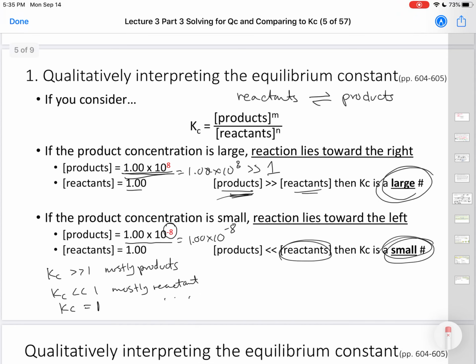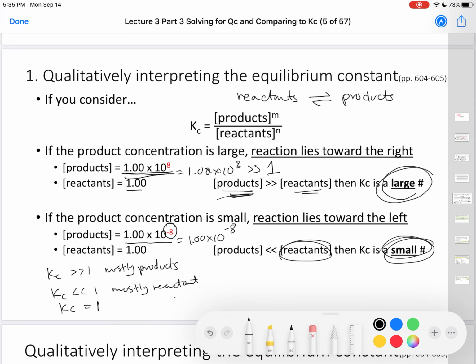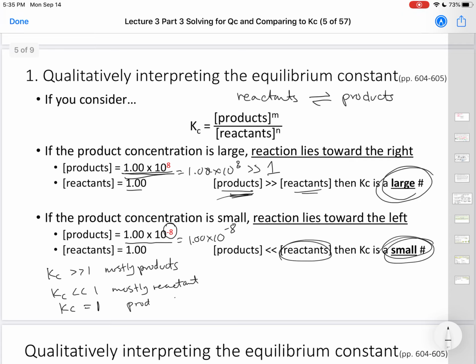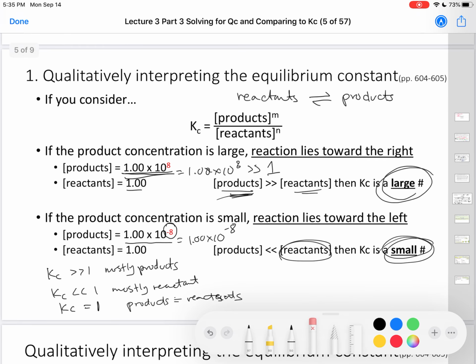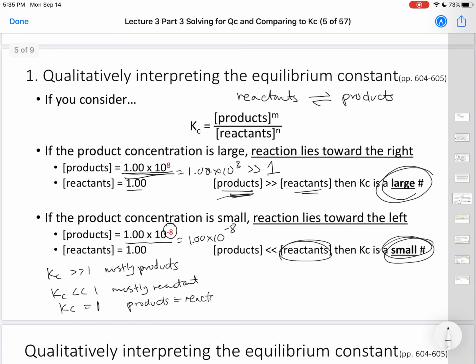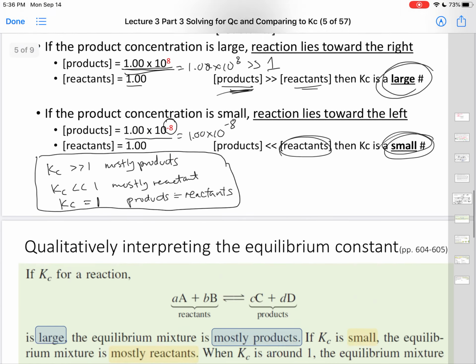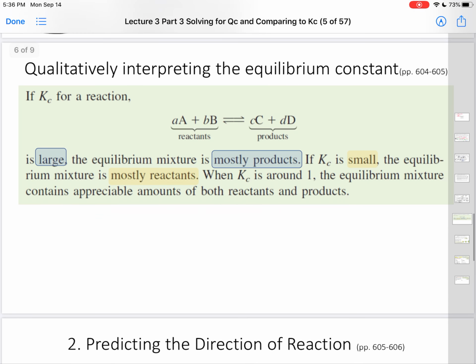Sorry, not at equilibrium. I take that back. It is products equals reactants. Okay? So I would write this down on my periodic table if you have not done so already, so that you will have it with you when you're taking exams and quizzes and homeworks and stuff.